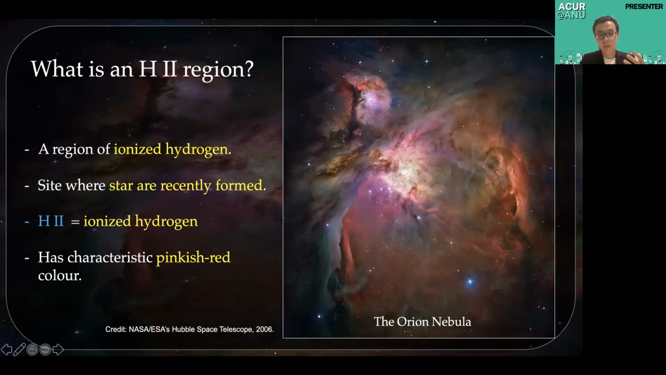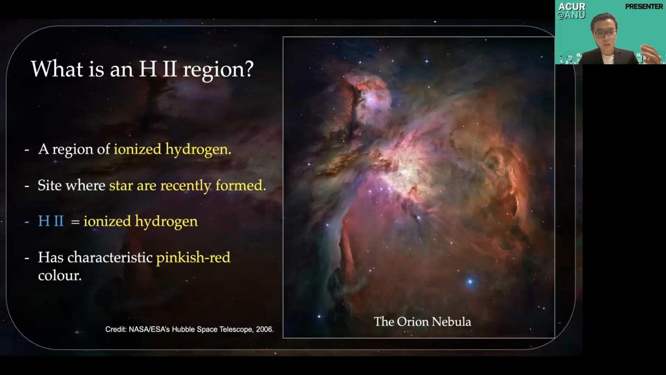And so in astronomy, we call ionized hydrogen H II, and that's why it's called an H II region. It has a characteristic pinkish red color, which is best illustrated in this diagram. The Orion Nebula is one of the best examples of an H II region. What we see here are these blue dots, the Trapezium cluster, which is responsible for ionizing this really, really beautiful region that we are looking at right now.